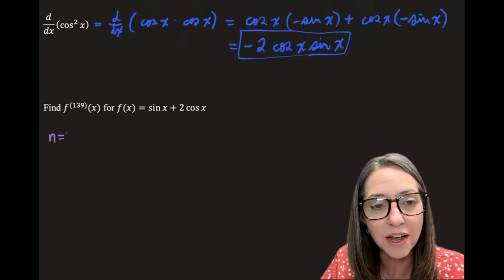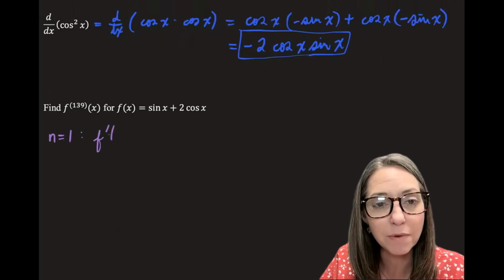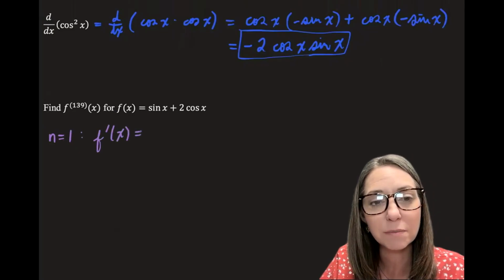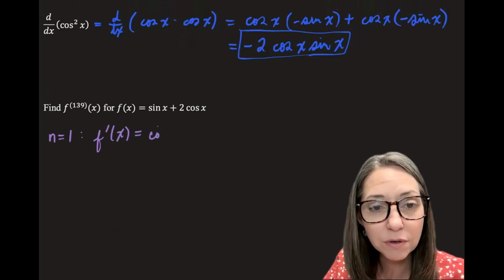So I'm going to say when n is 1, let's find the derivative. So the first derivative would be f prime of x. And for this, it'll be simplest if we simplify as we go. Okay, so the derivative of sine is equal to cosine.